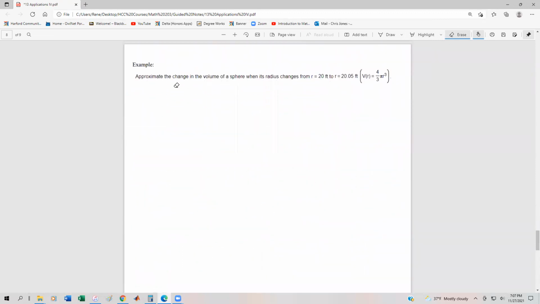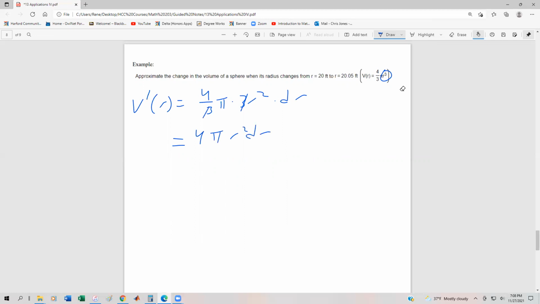An applied problem. Let's approximate the change in the volume of a sphere when its radius changes from r equals 20 feet to r equals 20.05 feet. We're given that the volume of the sphere is 4/3 pi r cubed. Just like before, we're going to find the differential. Certainly we could find the exact value by plugging in 20.05 and subtracting out 20. But let's call this v prime of r. That's 4/3 pi, and the derivative of r cubed is 3r squared, times dr. The 3s cancel out, leaving 4 pi r squared dr.